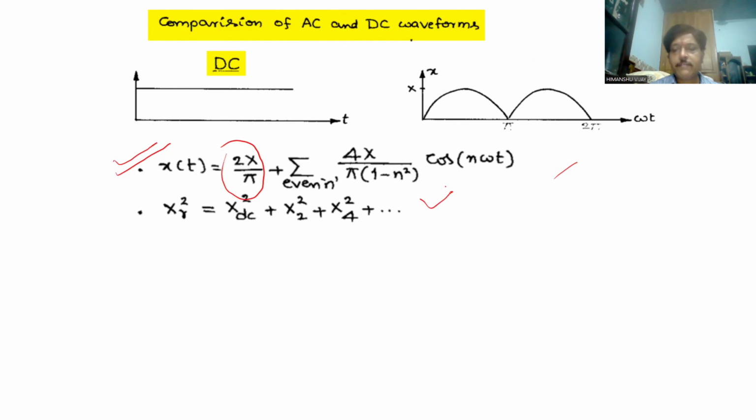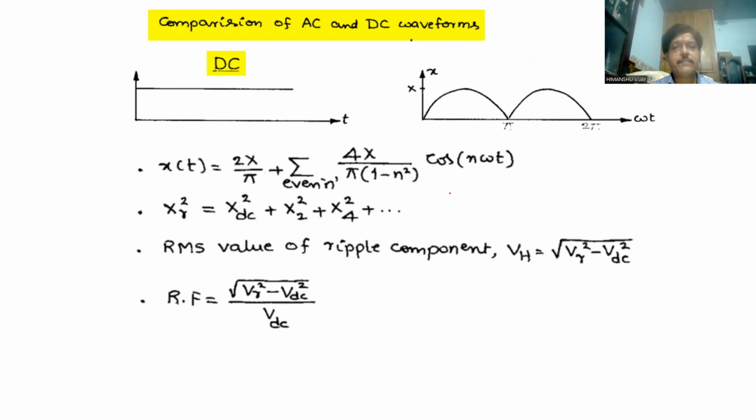So these are the RMS values of different harmonics. You can calculate the RMS value and the ripple component. In case of the ripple component, we are calculating V_H, which is nothing but the square root of V_R square minus V_DC square. So you can calculate the ripple factor like this: RF is equal to the square root of V_R square minus V_DC square, divided by V_DC. So this is the ripple factor.